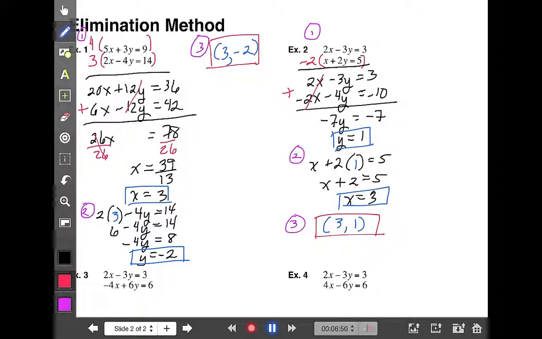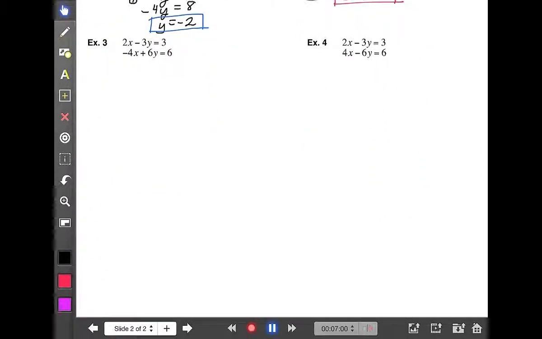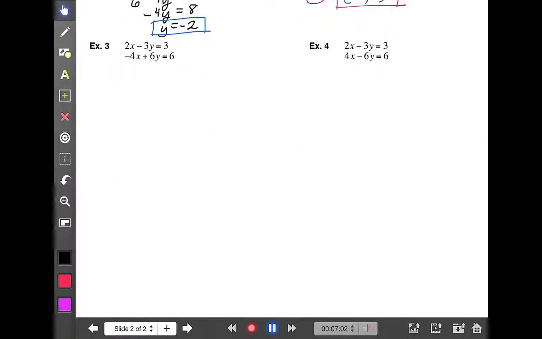So we like elimination a whole lot better, don't we? Right? But it's not always straightforward. Look at example 3 and 4. Let's find out why. So if we were to eliminate the x's, what would you make the x's into? 4, and that means we'd have to multiply the top by just a positive 2.